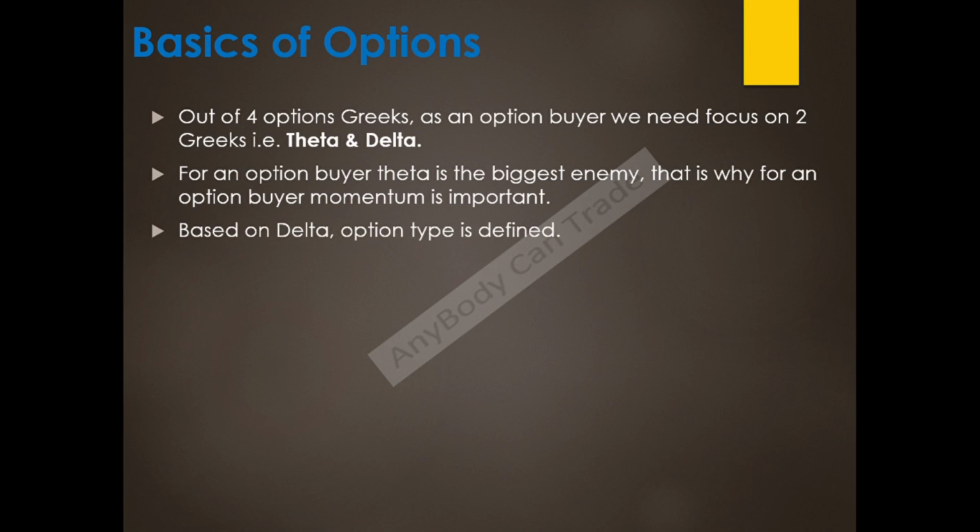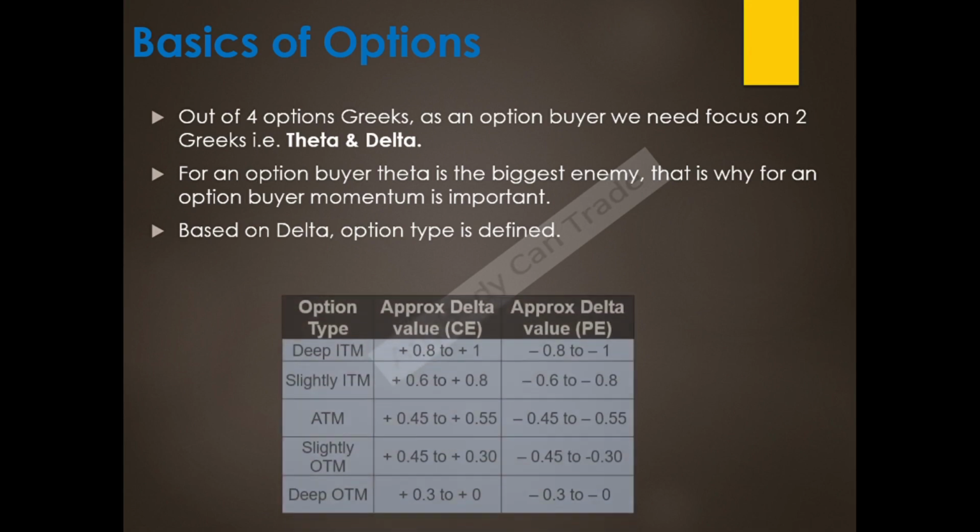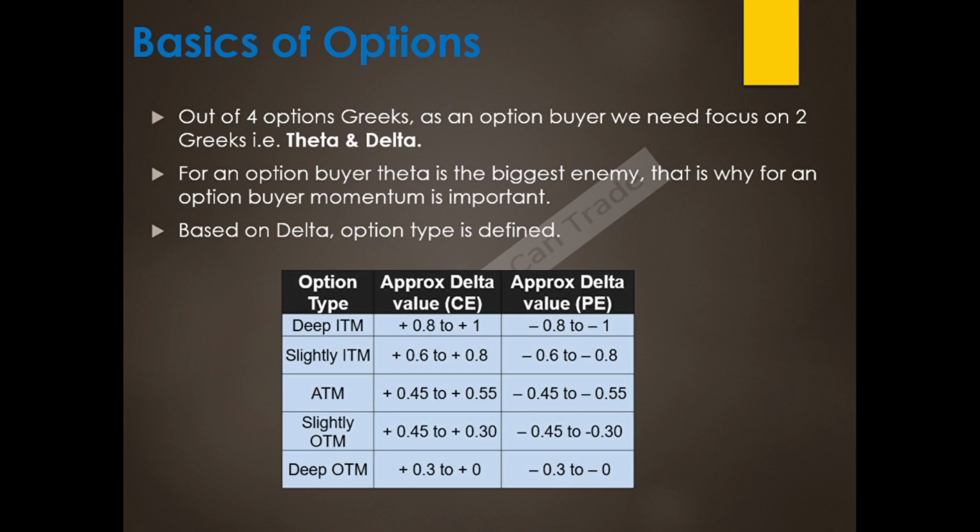You saw the delta value, which was around 0.53 for 18,500 CE, and 0.6 for 18,450 CE and all. So based on delta, we define what type of option it is. Suppose the delta value is approximately 0.8 or above, then we call it deep ITM. ITM means in the money. Suppose the delta value is around 0.6 to 0.8, then we call it slightly ITM, slightly in the money.